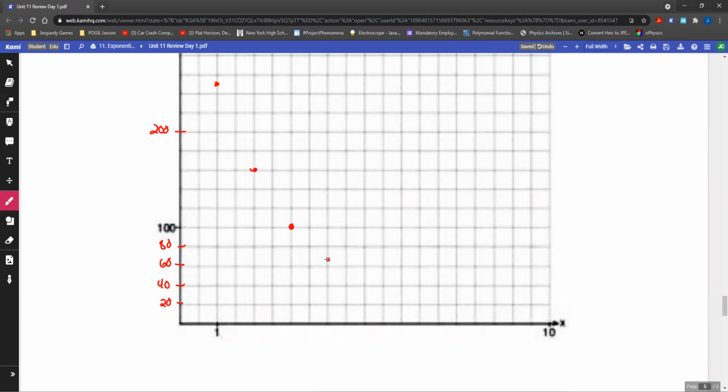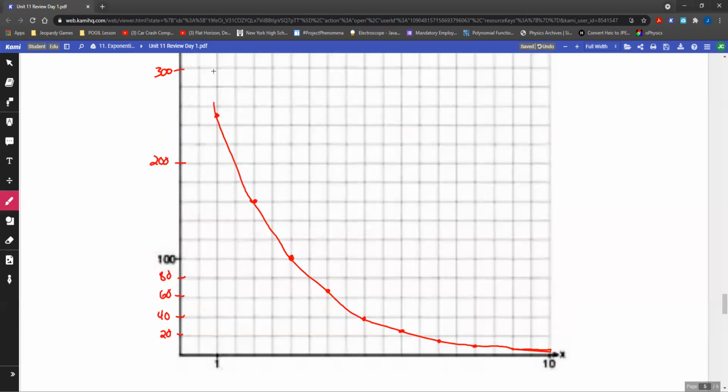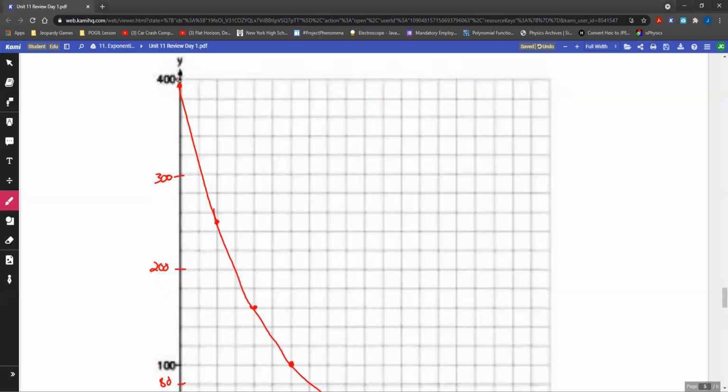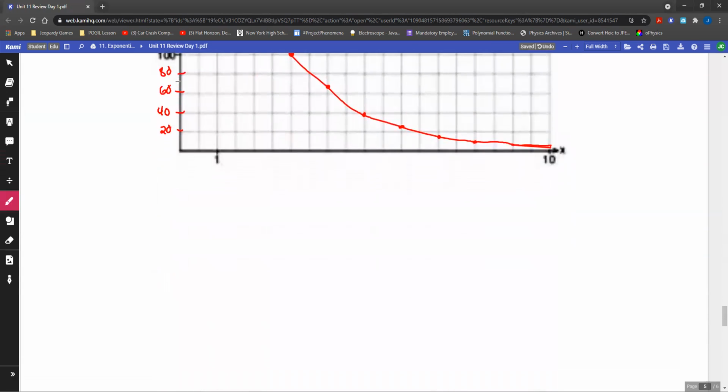With this, it doesn't have to be exact. This goes down to 38, 23, 13 would be right about there. 7 would be about here. And it just starts getting closer and closer to this x-axis. And then we have to make a curve that goes through these points as best as we can. And there we go. Easy enough.